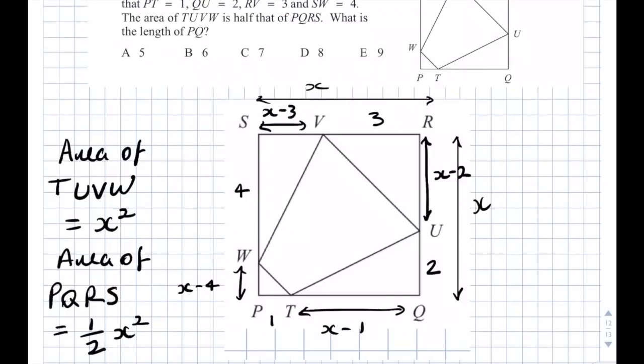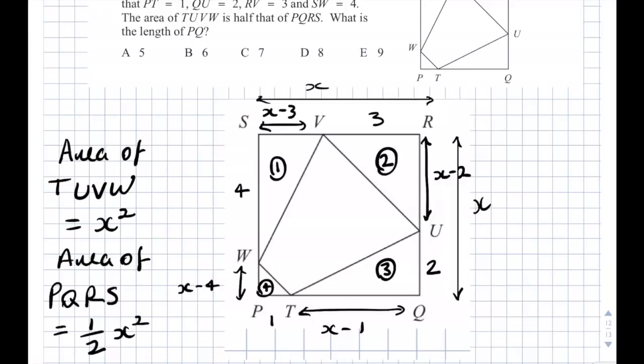We can see that we can form an equation. Because what we've got here is we've got 4 right-angled triangles which surround the shape TUVW. So we take the area of the whole shape, which we know is X squared, and then deduct the area of shapes 1, 2, 3 and 4, we can then make that equal to a half X squared.